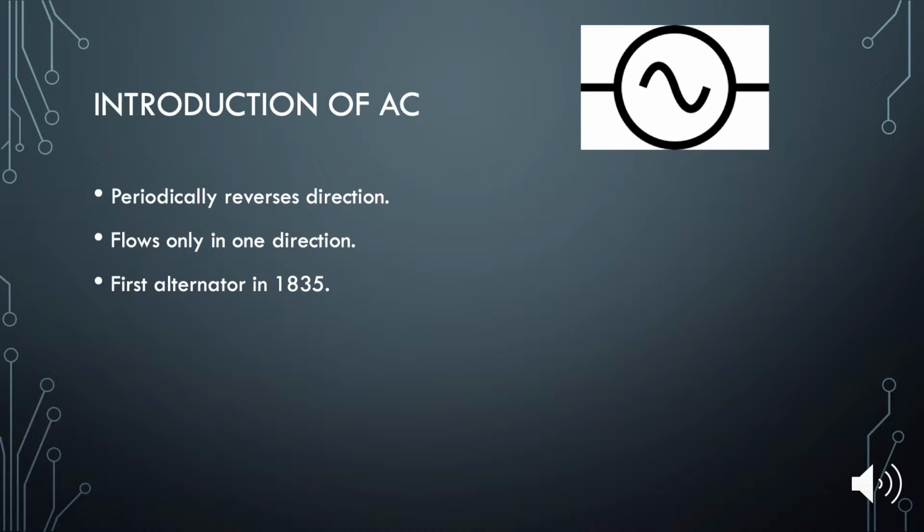Alternating current is an electric current which periodically reverses direction, in contrast to direct current, which flows only in one direction. Hippolyte Pixii built the first alternator in 1835 in Paris, France, a device which utilized a magnet rotated by a hand crank to produce AC.